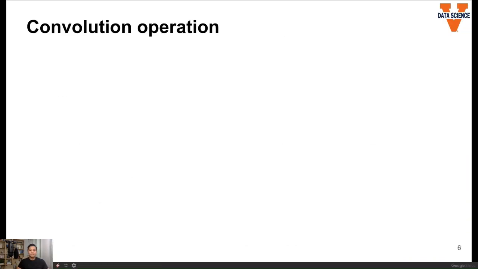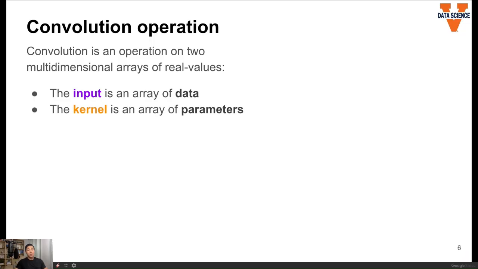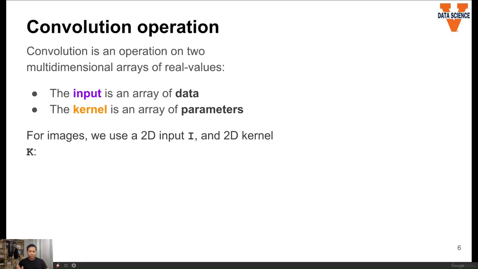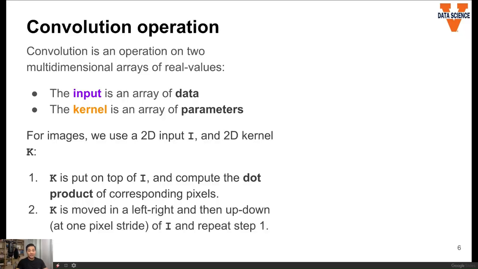So, the convolutional layer. The convolution operation takes two inputs, which are multi-dimensional arrays of real values. The first input is the array of real data, the input data, and the second is called a kernel, which is a multi-dimensional array of parameters, in this case neural network parameters. For images, we use a 2D input image I and a 2D kernel K. First, we put the kernel on top of the image and compute the dot product of corresponding pixels. Then we move the kernel left, right, and up, down, one pixel at a time, and repeat step one. As a result, our output image is also a 2D image.